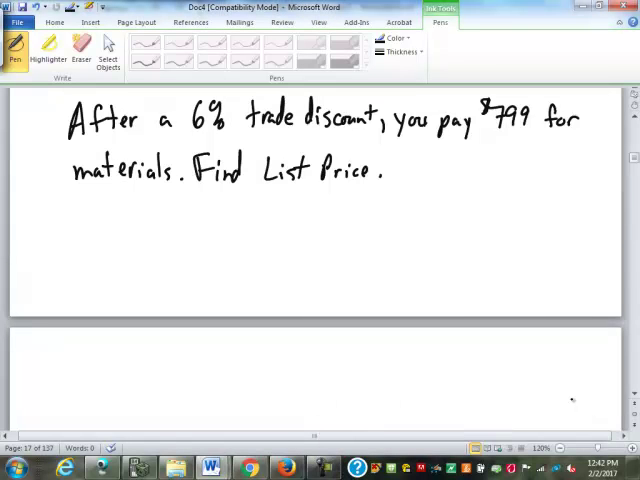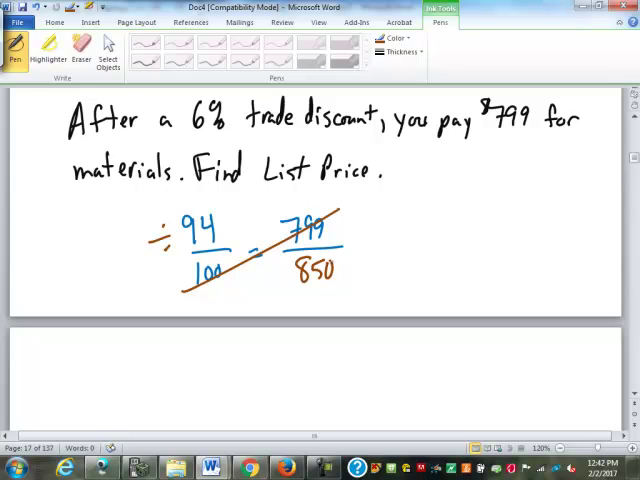Okay, so here, after a 6% discount, that means we paid 94%. So the $799 is the 94%. We are looking for the full price, 100%. Cross multiply and divide here, we get 850.